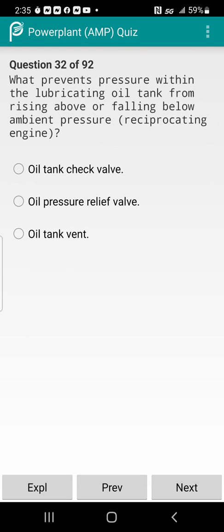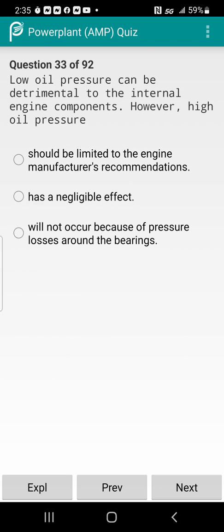What prevents pressure within the lubricating oil tank from rising above or falling below ambient pressure? Oil tank vent. Low oil pressure can be detrimental to the internal engine components. However, high oil pressure should be limited to the engine manufacturer's recommendations.